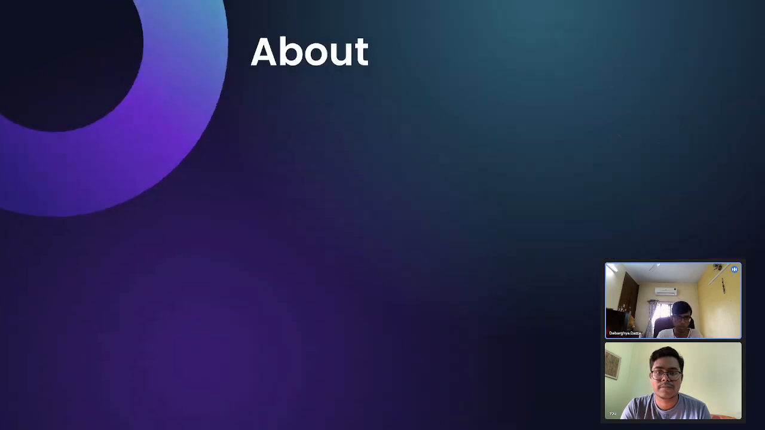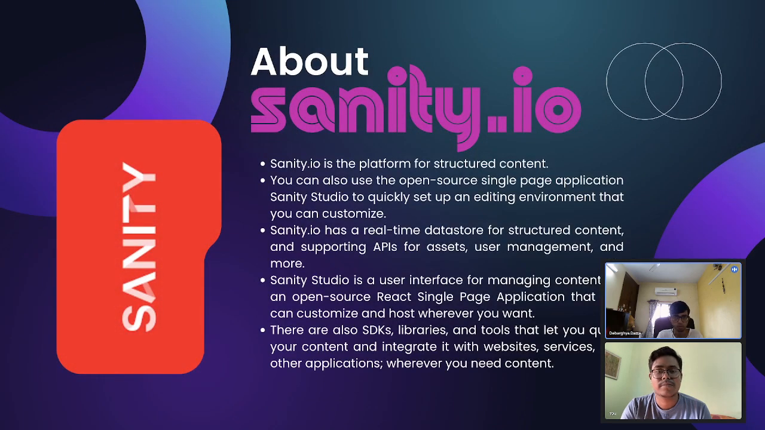Next, about Sanity IO, as I said, it's a platform for structured content. You can say it's a backend, or it serves as the real-time database where we store everything. It supports APIs. It is also very user-friendly, so anyone can manage and see the transactions going in and out. Not in a real sense, but it gives you flexibility and easy handling of the database.